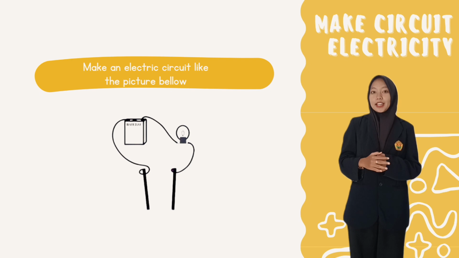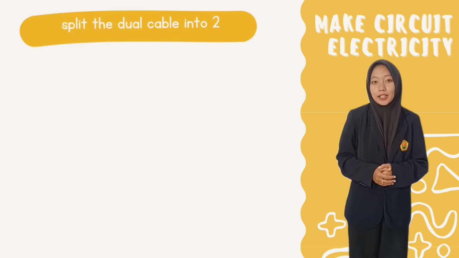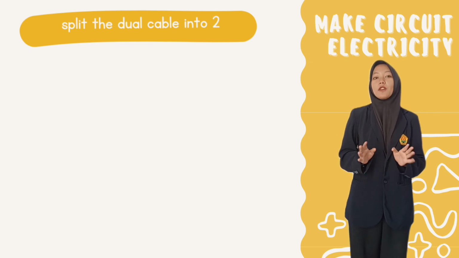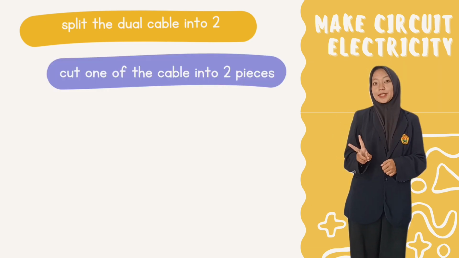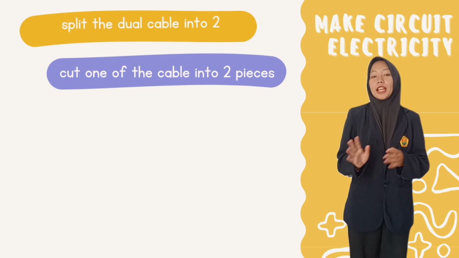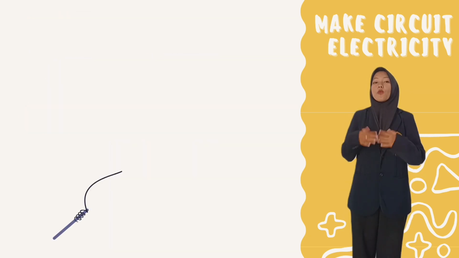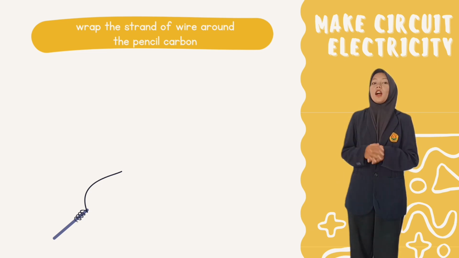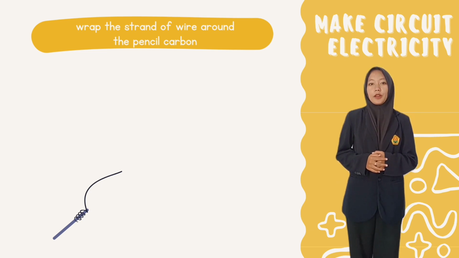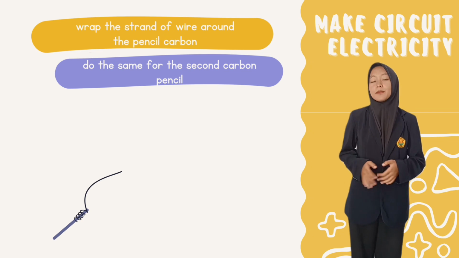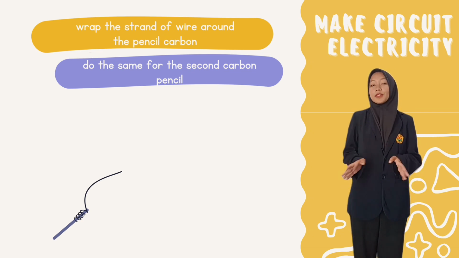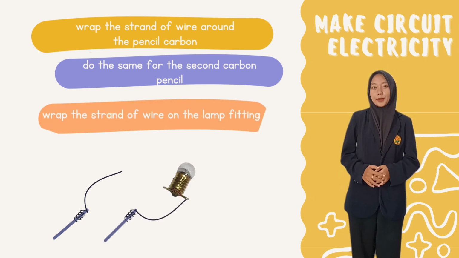Make an electric circuit like the pictures below. Split the dual cable into 2. Cut one of the cables into 2 pieces. Peel both ends of the 3 cables. Wrap the strand of wire around the carbon pencil. Do the same for the second carbon pencil. Wrap the strand of wire around the lamp fitting.